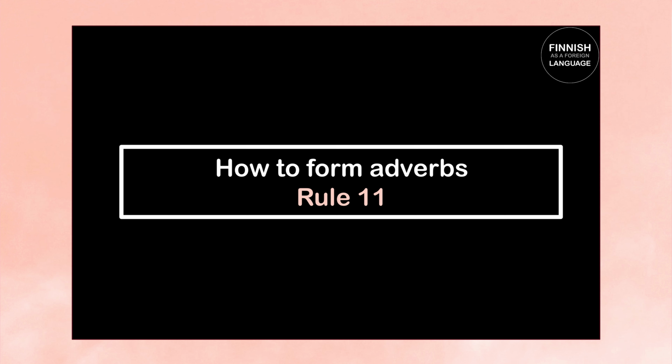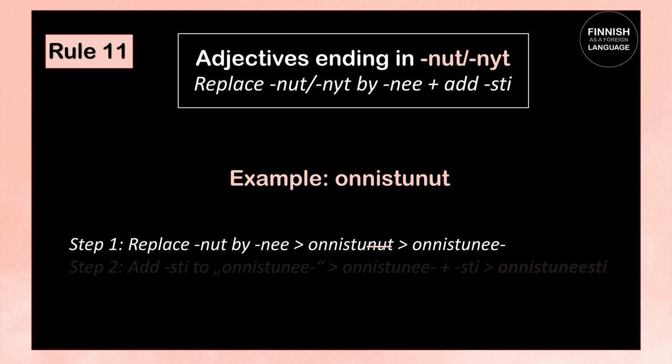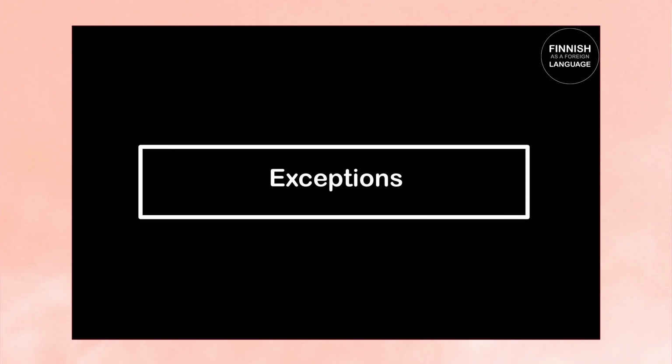Alright, now let's move on to rule number 11. Adjectives ending in nut or nyt. Here we just have to replace nut or nyt by ne with a double e and then we add sti to it. Here's one example. Onnistunut means successful. In the first step we have to replace nut by ne, so that means onnistunut changes to onnistunee, and in the second step we add sti to onnistunee and we receive the adverb onnistuneesti, meaning successfully.